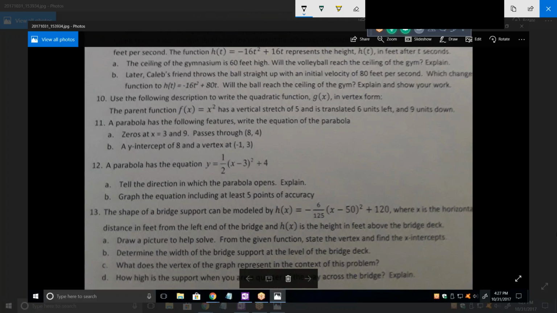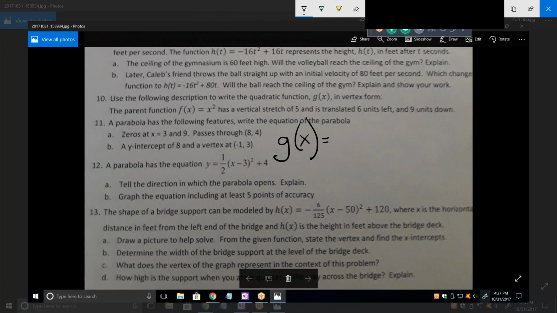Okay, it's asking you to take the parent function, which is y equals x squared, and perform this transformation on it. Do a vertical stretch of 5, translate it 6 units to the left and 9 units down. So my new equation, which I will call g of x, is equal to what?